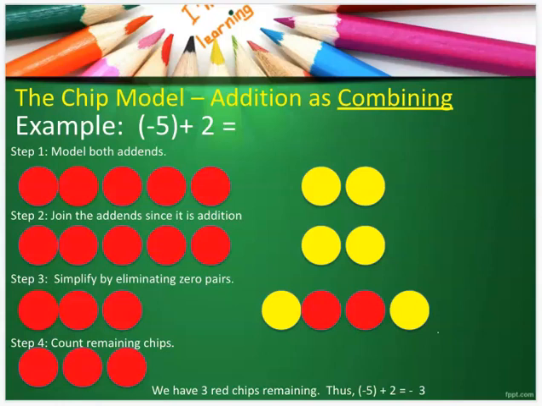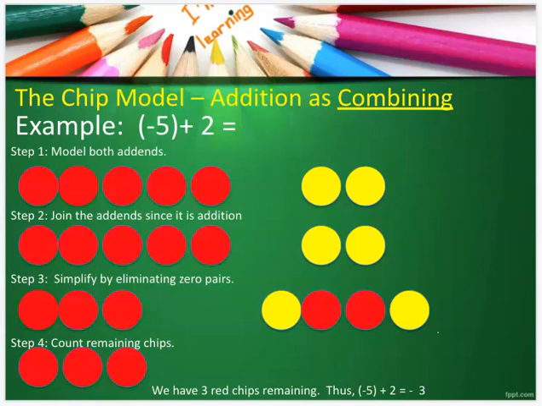Here's another addition one. This time the first addend is negative and the second addend is positive. So again, we're going to model both addends. A negative 5 is 5 red chips. A positive 2 is 2 yellow chips. I'm going to join the addends together since it's addition. I'm going to simplify by eliminating the 0 pairs. This time I end up with 3 red chips, so I must have an answer of negative 3. So negative 5 plus 2 is negative 3.